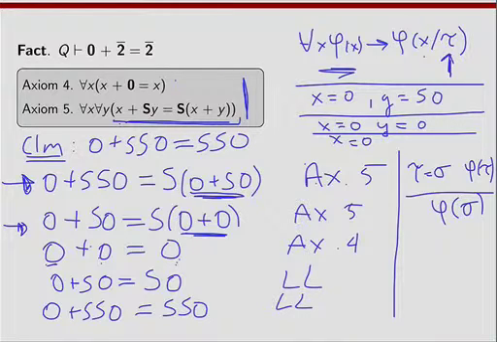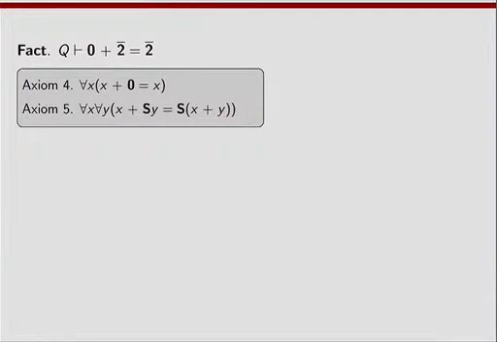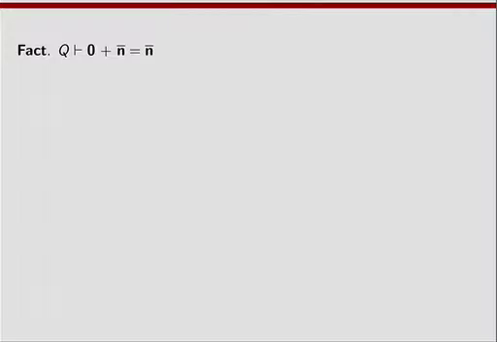In that way, using just these two axioms and some facts about first-order logic together with Leibniz's law, I've derived that 0 plus the numeral 2 must be equal to the numeral 2. Now it should be easy to see that we can generalize this and in fact prove that 0 plus any numeral n is equal to that same numeral n. You just apply the exact same proof.